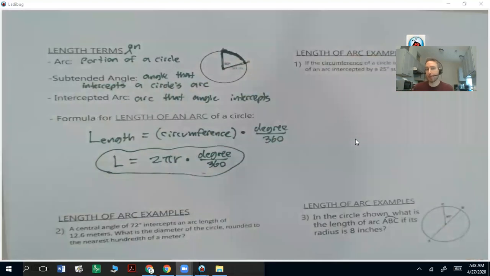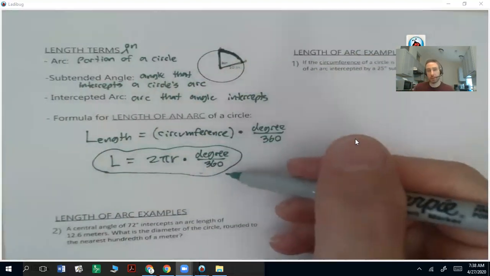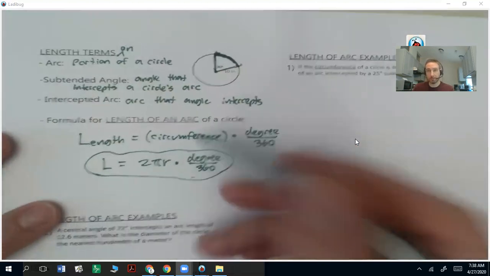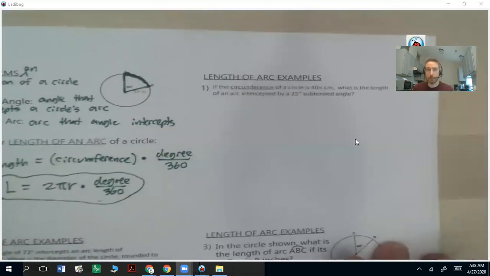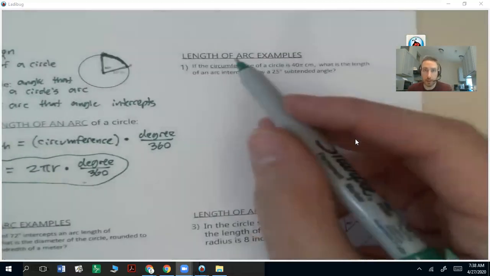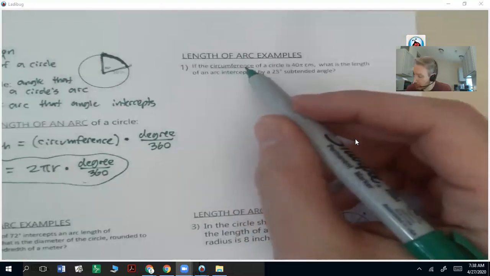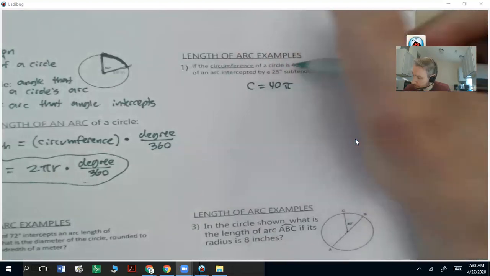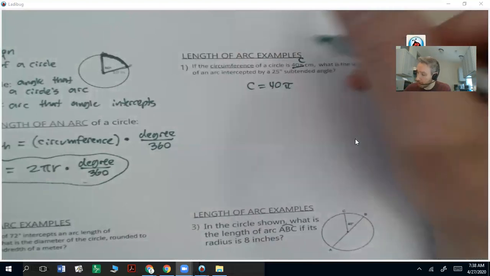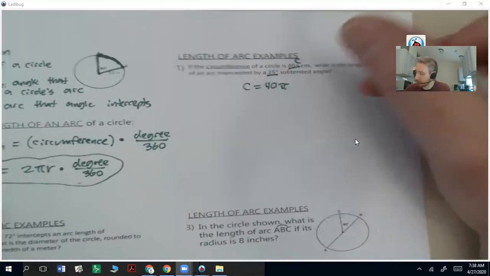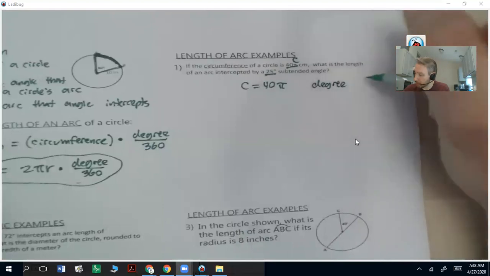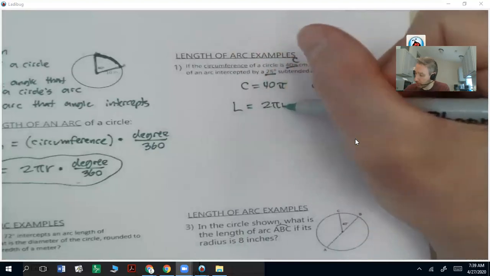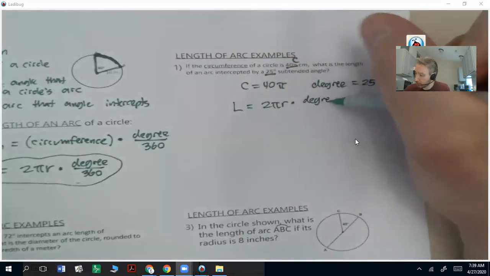A couple things in common with the last one: we have the degree, we have the 360, we have the radius, but it's not pi r squared, it's 2 pi r, and that's what makes it different. So let's talk about example 1. If the circumference of a circle is 40 pi, what is the length of an arc intercepted by a 25-degree subtended angle? So the degree is going to be 25. And we're going to plug it into L equals 2 pi r times degree over 360.